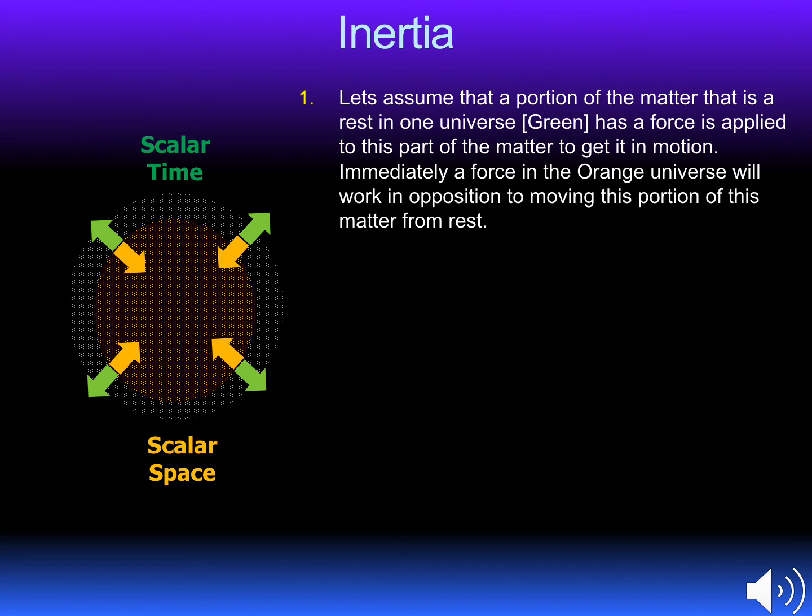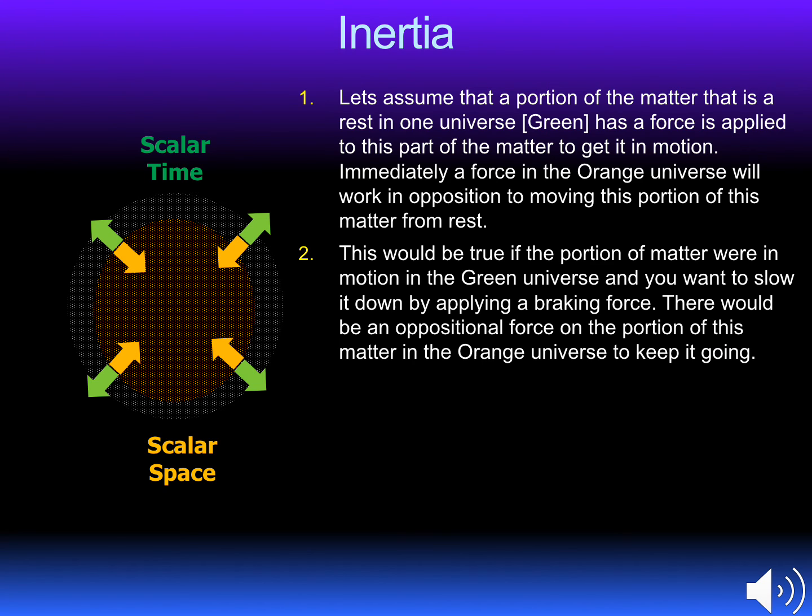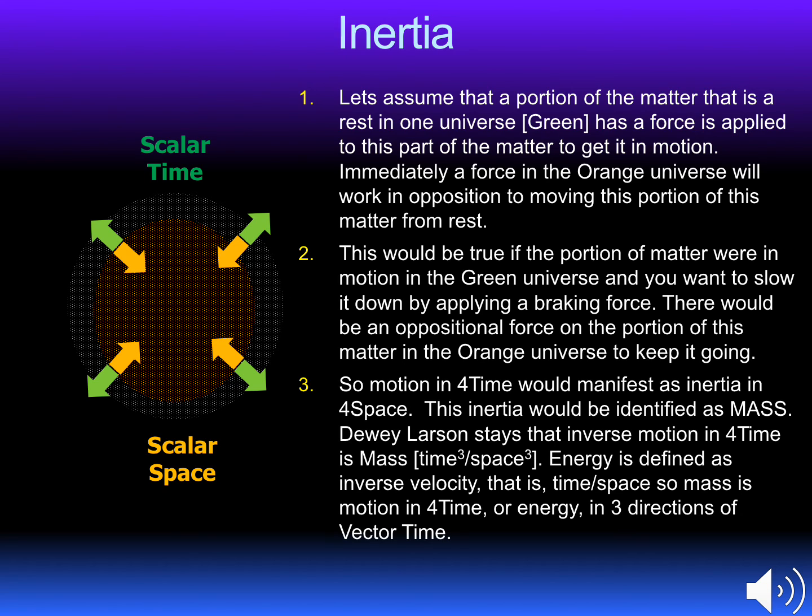Let's assume that a portion of the matter that is at rest in one universe, we'll say the green universe, has a force that is applied to this matter to get it in motion. Immediately a force in the orange universe will work in opposition to moving this portion of the matter from rest. This would be true if the portion of matter were in motion in the green universe and you wanted to slow it down by applying a braking force. There would be an oppositional force on the portion of this matter in the orange universe to keep it going.